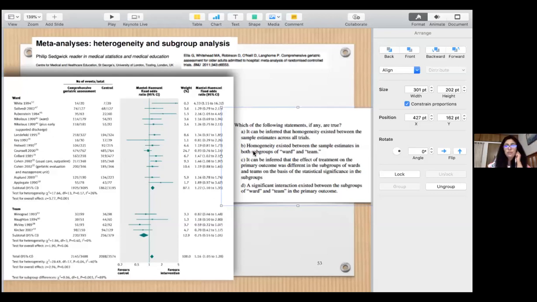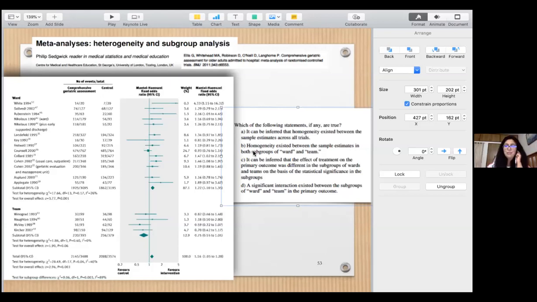Are you sure? Look at the team. They have opposite results. But among the team group, are they homogeneous? And what about the ward group? Are they homogeneous among themselves? Which one is homogeneous? Well, the ward is a little bit better, but none of them are homogeneous.